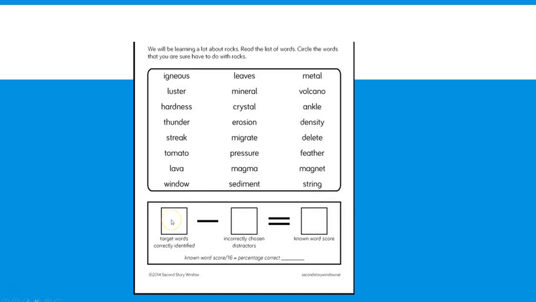So then you would simply put the correct number of words that were identified. If they incorrectly chose any of the distractors or the foils, you would put those here and subtract them, and then the known word score would go in this box. You can also then get a percentage correct down here and do both number right and percentages.